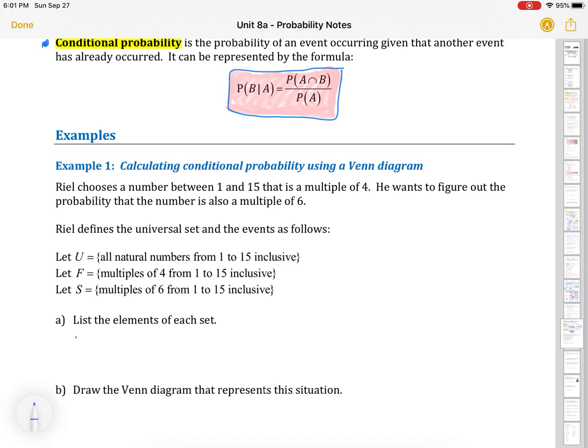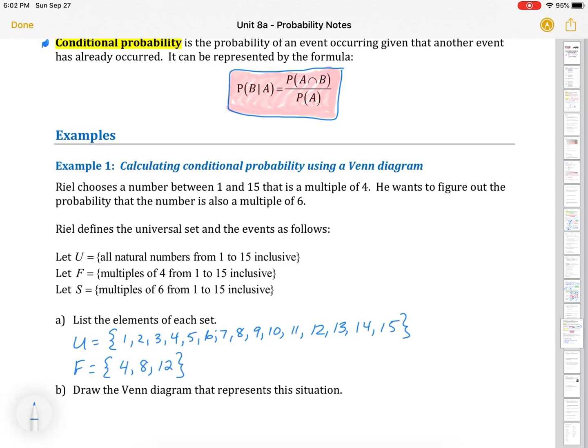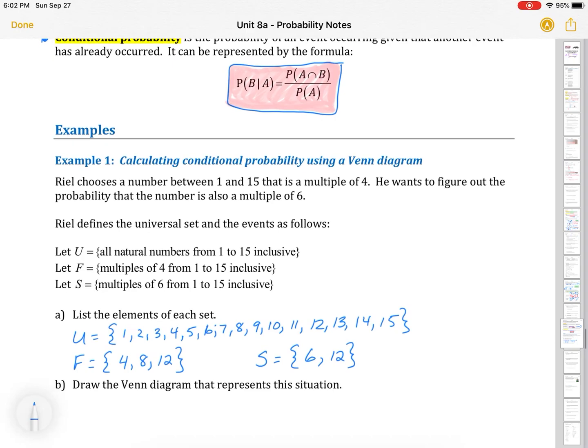U is all natural numbers from 1 to 15 inclusive. So if we write that set out: 1, 2, 3, 4, 5, 6, 7, 8, 9, 10, 11, 12, 13, 14, 15. F is the multiples of 4 from 1 to 15 inclusive. So 4, 8, 12, and I think we're done, because one more multiple of 4 would be 16. And S is the multiples of 6 from 1 to 15 inclusive. So that would be 6 and 12. Now we've got the elements of our sets.